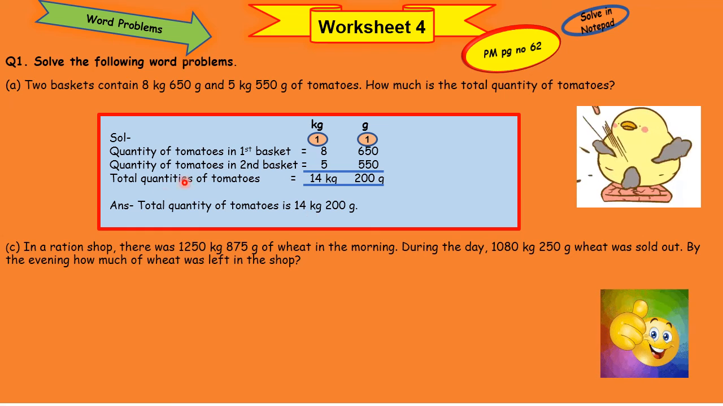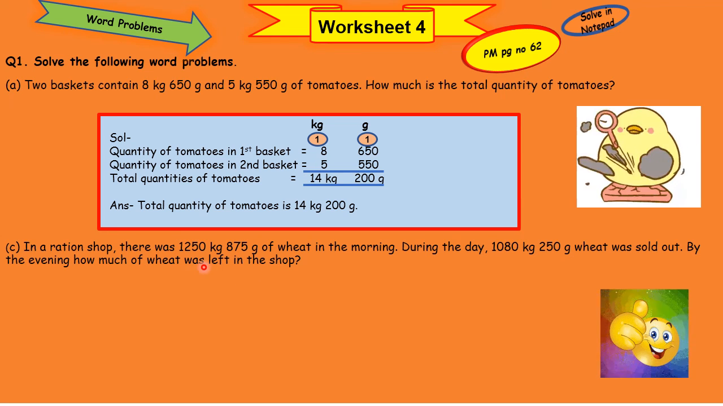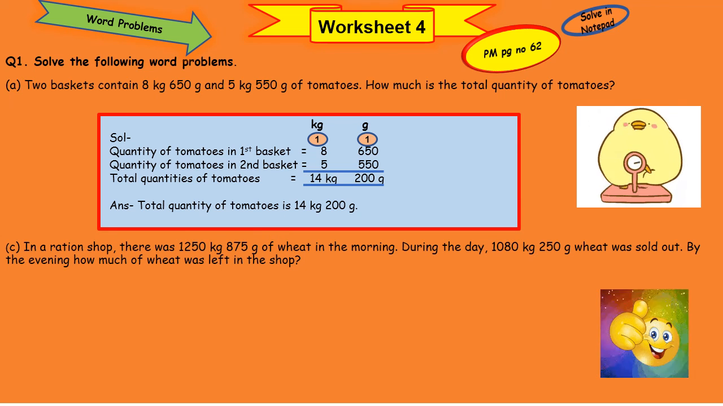Now let's read question 2 and solve it. In a ration shop, there was 1250 kg 875 grams of wheat in the morning. During the day, 1080 kg 250 grams wheat was sold out. By the evening, how much of wheat was left in the shop? So children, here we have to find the left out amount of wheat in the shop. So we shall do subtraction.